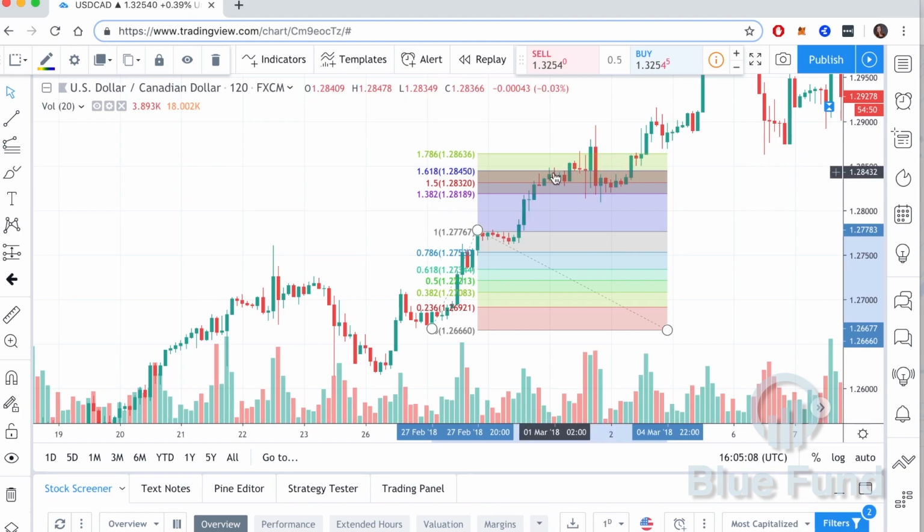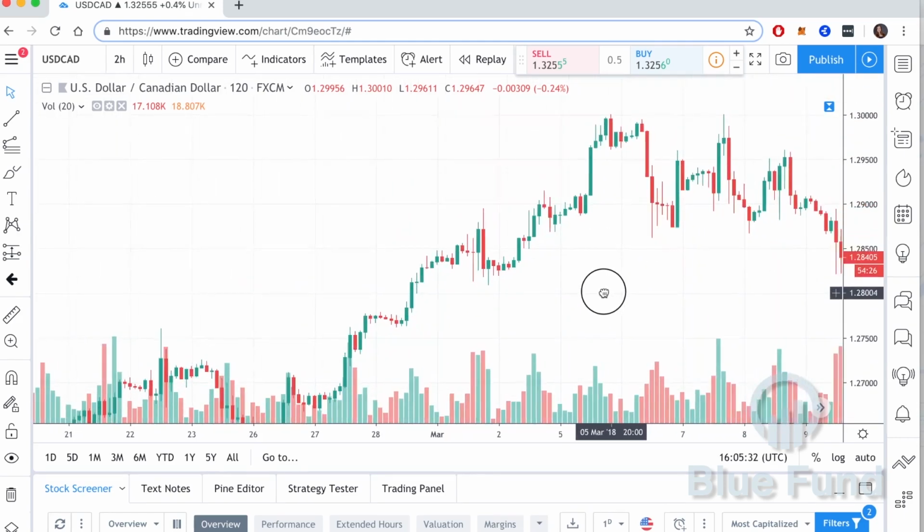Because if you have sold approximately here at the 1.618 level, or if you have waited for the 1.786 level and you have sold here, you would have made some money, because you see that the low of the pullback was lower than that. And then there was the next impulsive wave. Let's again try on this impulsive wave.